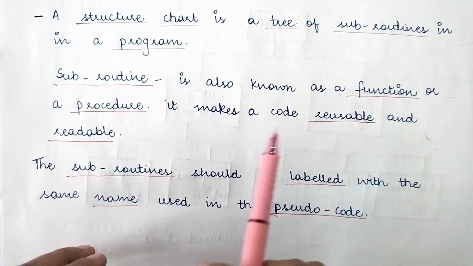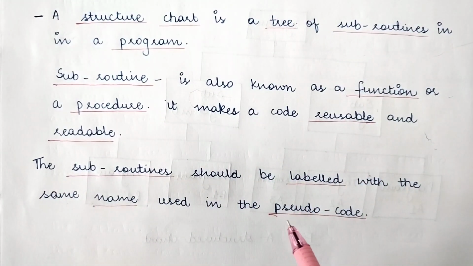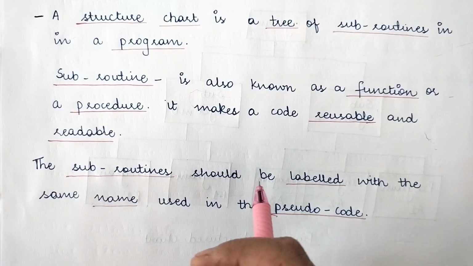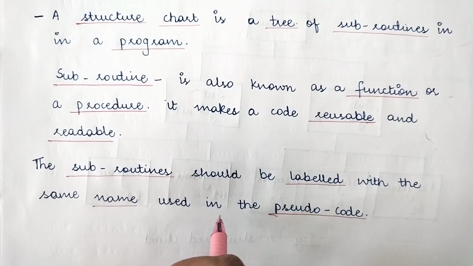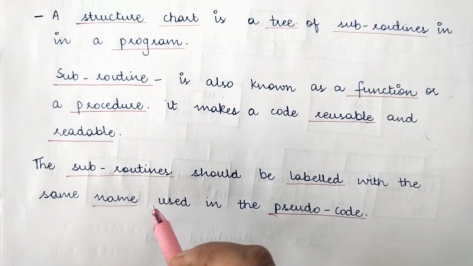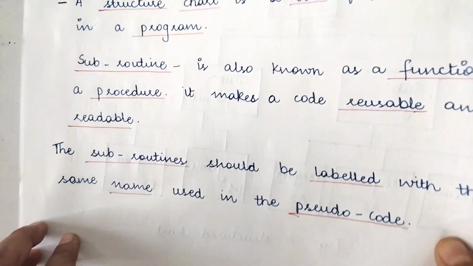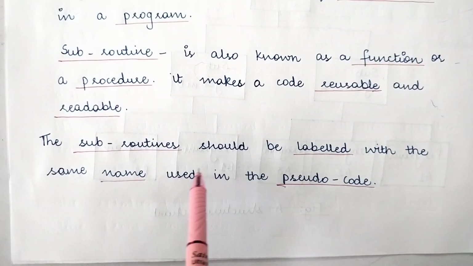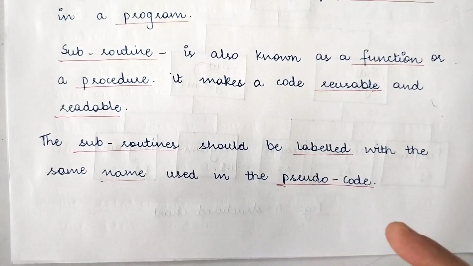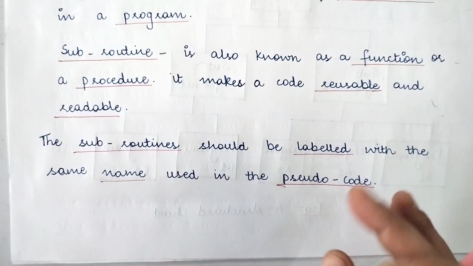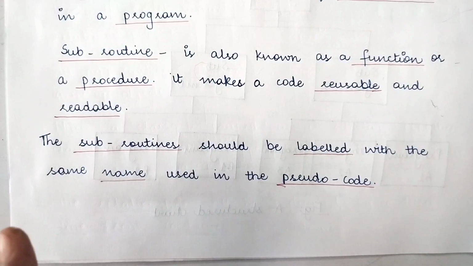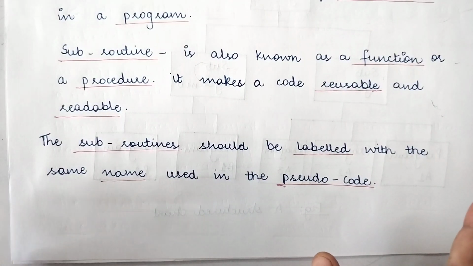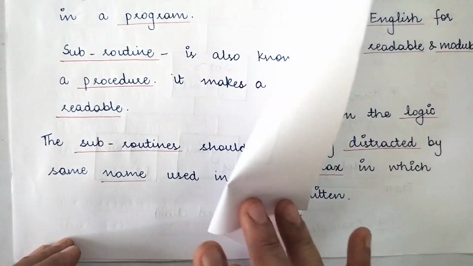So, it makes code reusable and readable. You do not have to write the same piece of code again and again. It is reusable. It can be used by other modules, and it is readable. Since it is divided into modules, it is easier to understand and read. The subroutines should be labeled with the same name used in the pseudocode. So, whatever name you have given to the subroutines or the functions in the pseudocode, you should use the same name while programming also, to avoid any confusion.